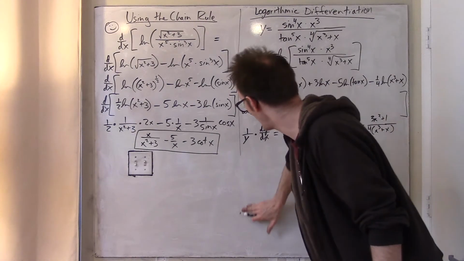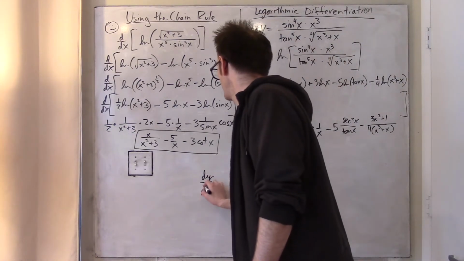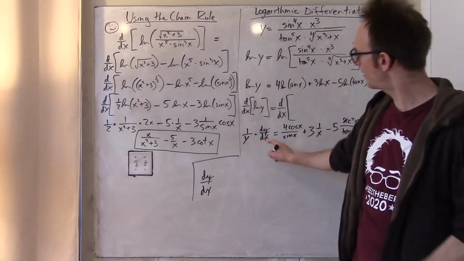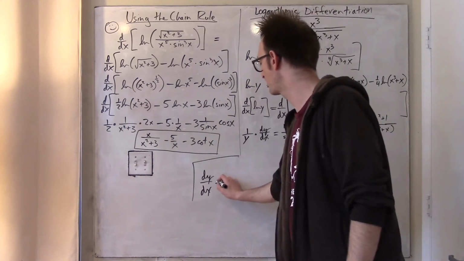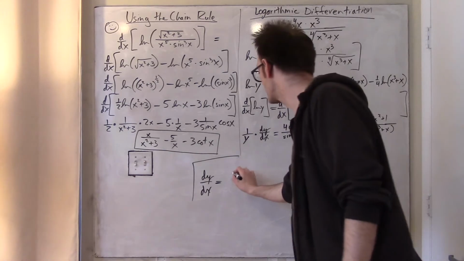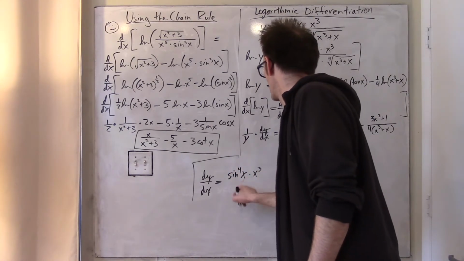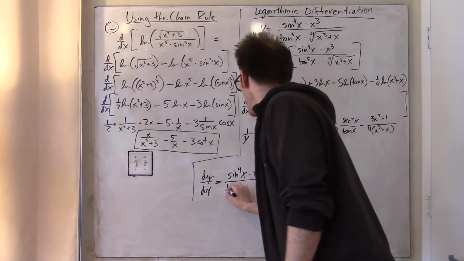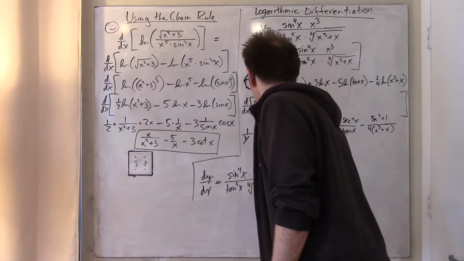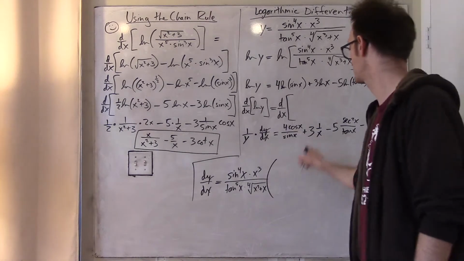Okay, so what do we find here? We find that the answer to this problem is, in fact, well, you multiply through by y, or you bring y over to the other side. What is y? Oh, it's just this. So the answer to this problem is sine to the 4th x times x cubed all over tan to the 5th x times the 4th root of x cubed plus x. That whole thing times just this stuff.